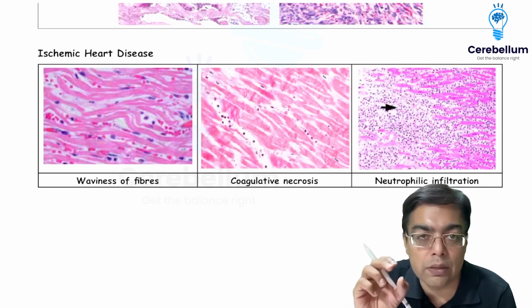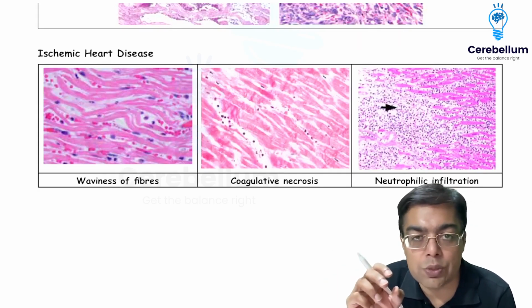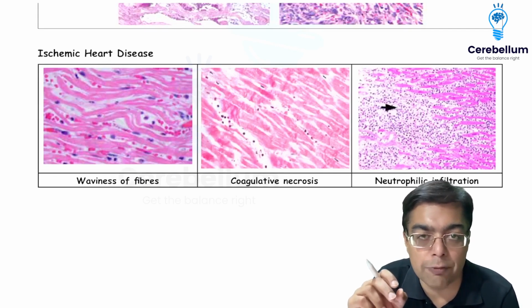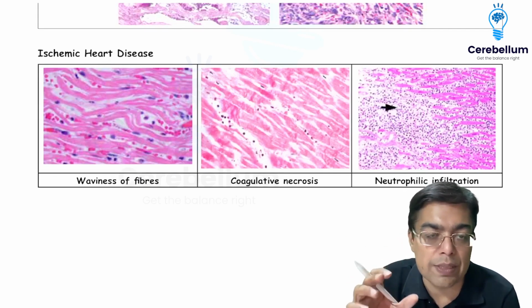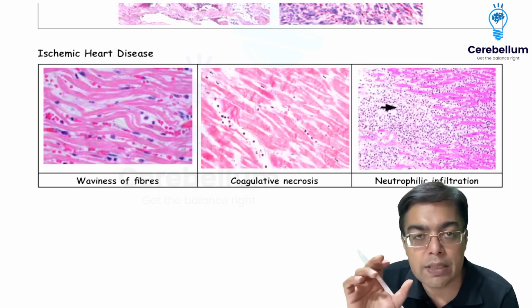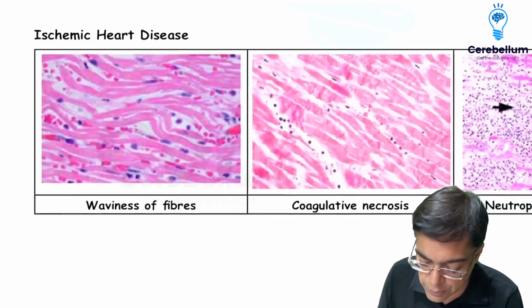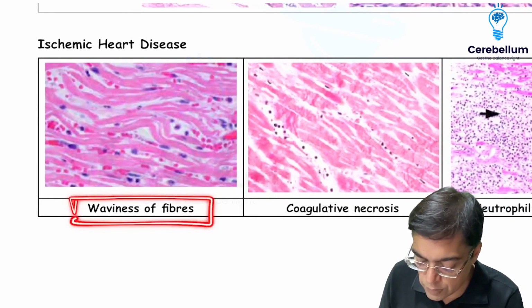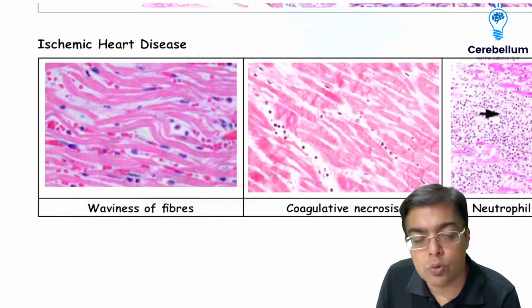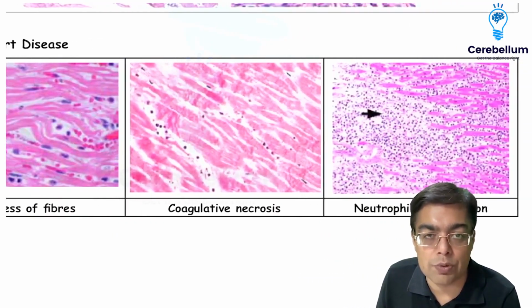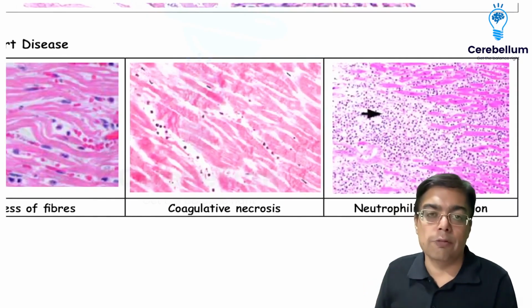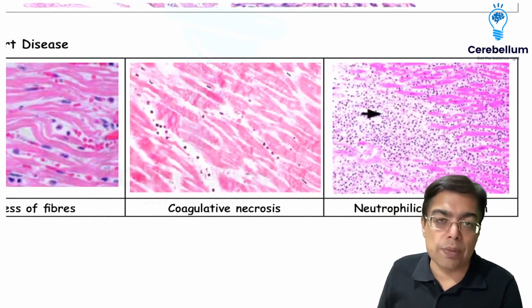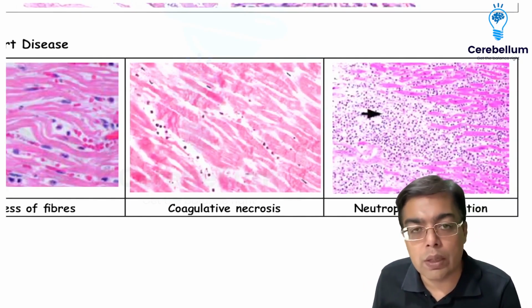If we take the histological examination of the cardiac tissue in a patient who has suffered from myocardial infarction, we are going to have certain specific findings. One of the earliest findings observed in the cardiac tissue is waviness of the fibers. Because we are talking about an infarct, obviously we expect the presence of necrosis, and the type of necrosis seen is coagulative necrosis.